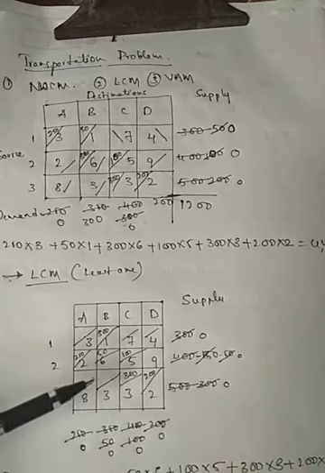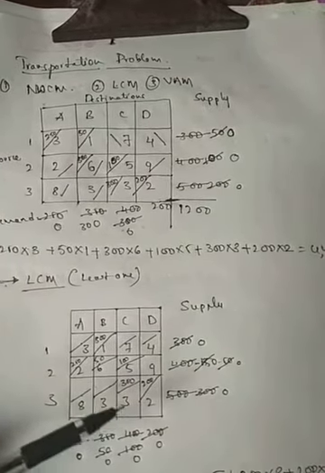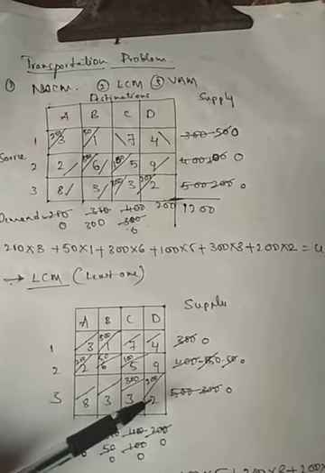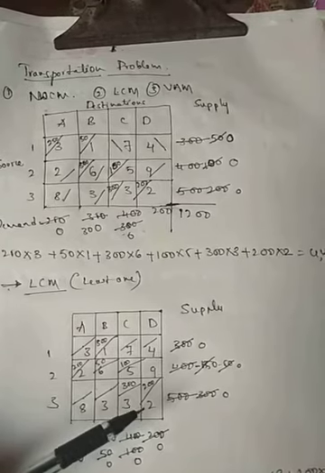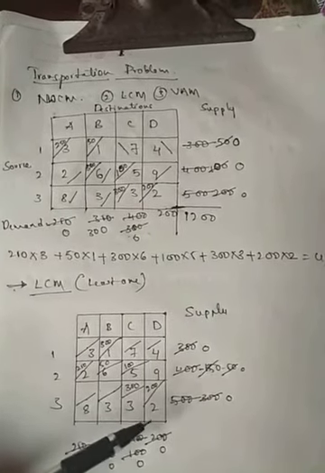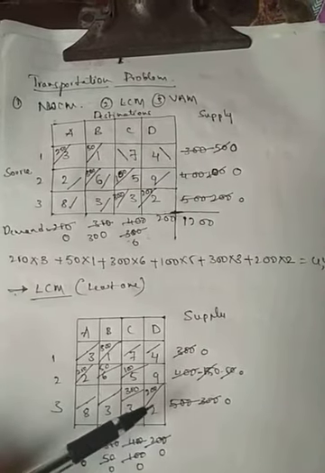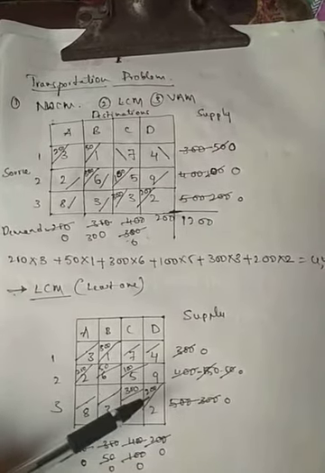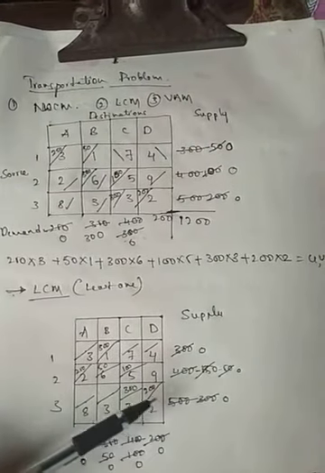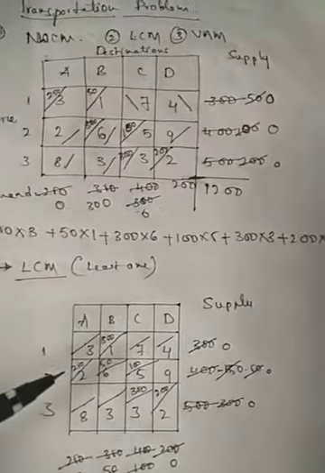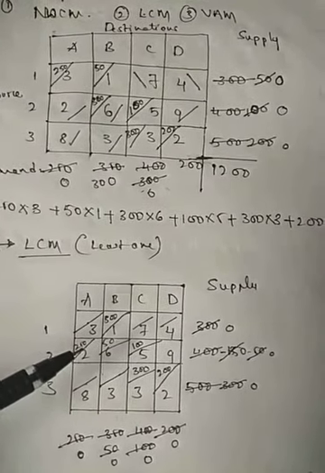After that, we have to choose the least one. So here we choose the 200 here, because we look for which is the least one, so it is the least one, 200. Okay, we have to allocate 200 here, and 500 minus 200, we get 300. After that, we will go through the least one, second least, third least.